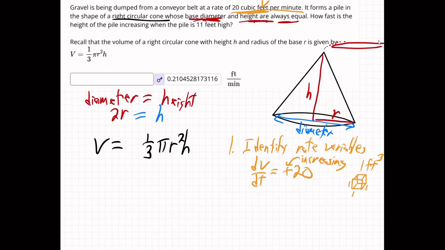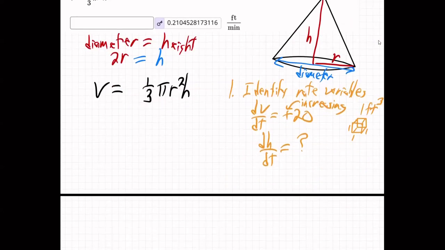Okay. And the question is, how fast is the height of the pile increasing? So they want to know what is dH/dt, when the pile is 11 feet high. So H is 11. Okay, so step number one, identify the rate variables. Got it. Step number two, write an equation with only those letters. And then numbers are fine.